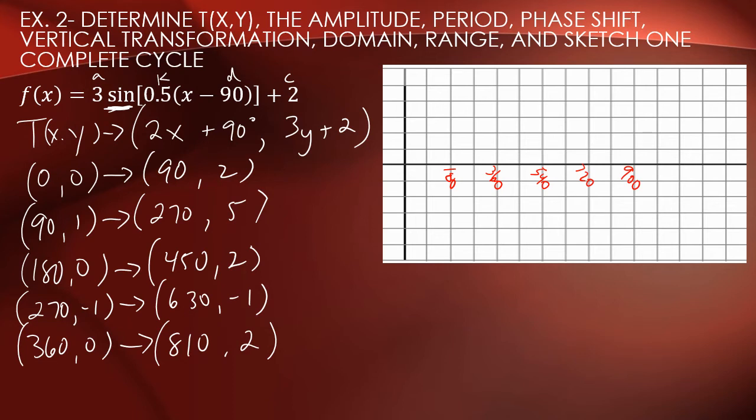But remember, every one in between is really going up by 90s. 90, 180, 270, 360, 450, 540, and so on, 630, and so on. Then coming up with your scale for your y-axis. We go as low as negative 1, as high as 5, so we can definitely go up by 1s based off of the graph I gave you.